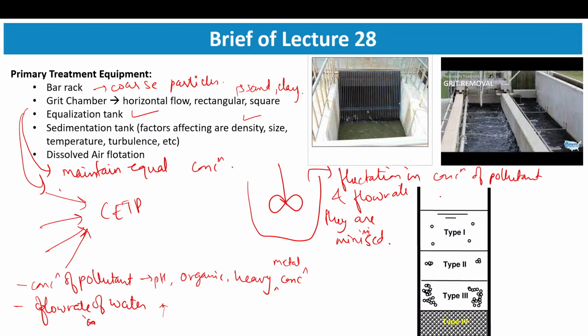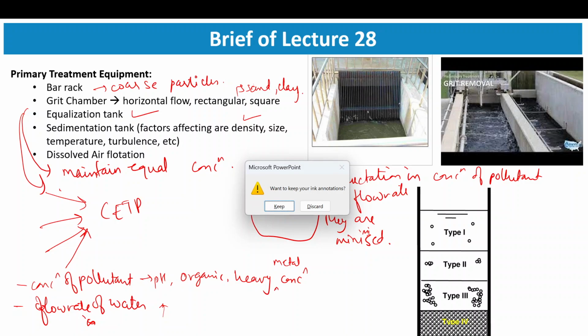So what do you do? There are types of settling which are observed. Here you can see in the image. For example, if you have suspended particles, someone is not muted. Can you please mute?